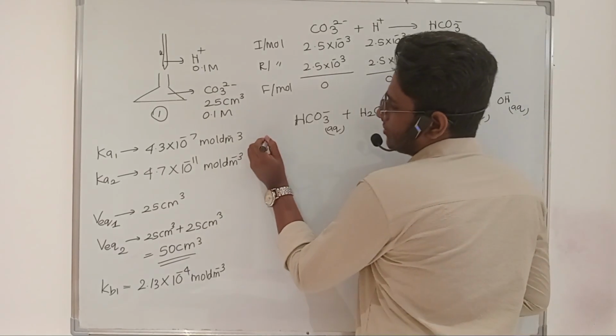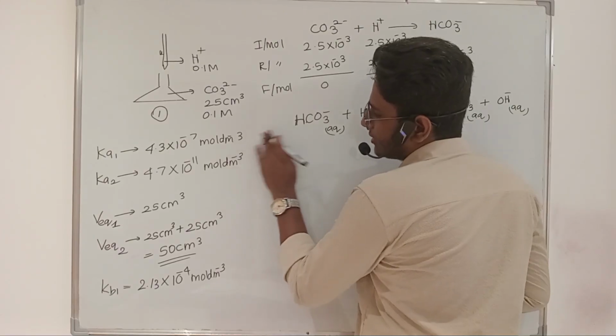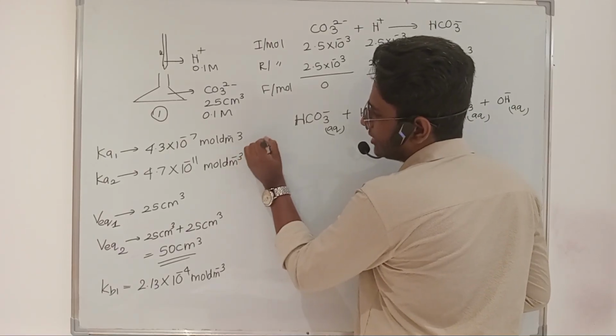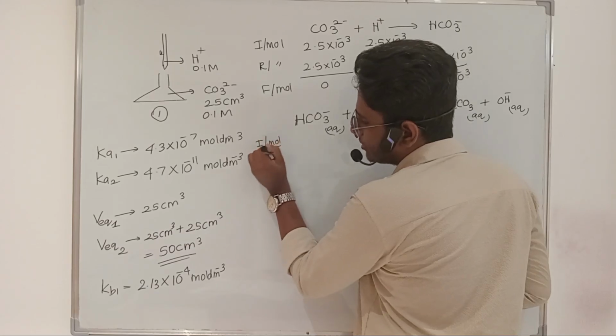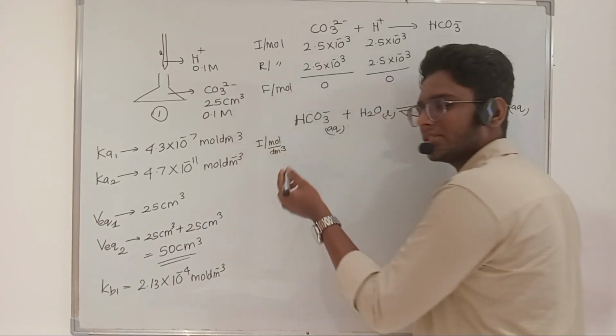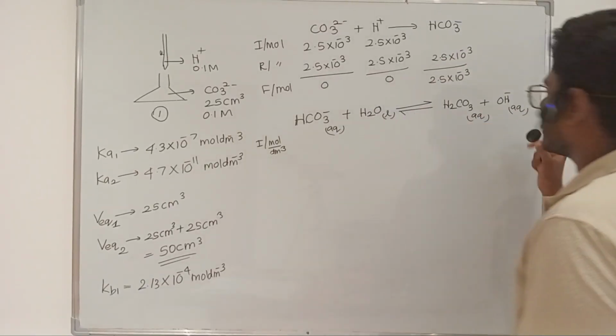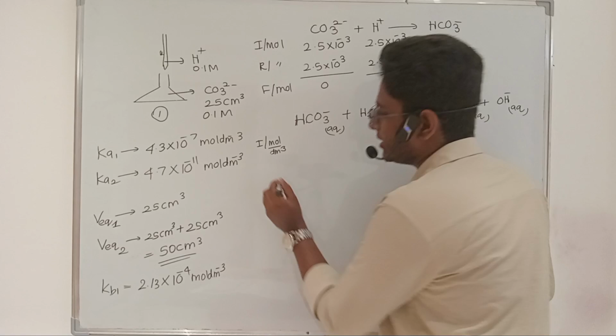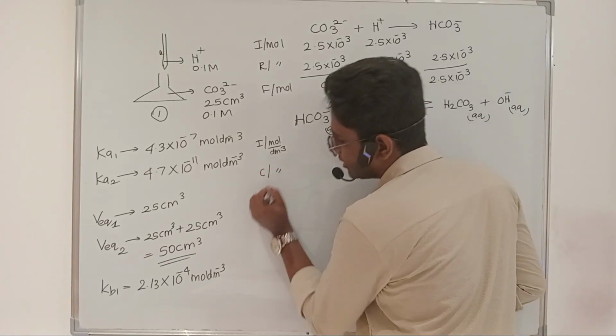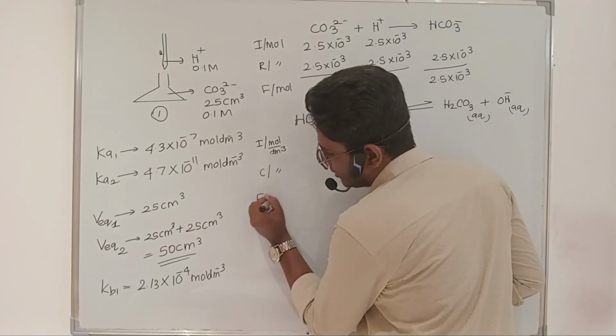Now you had to write the same three sentences. Initial concentration means initial concentration in mole per decimeter cube. So if you write the unit itself, it's enough, right? No need to mention it as initial concentration. Write the unit here, or you can write it at the corner also. So: initial, change, and the equilibrium concentration.